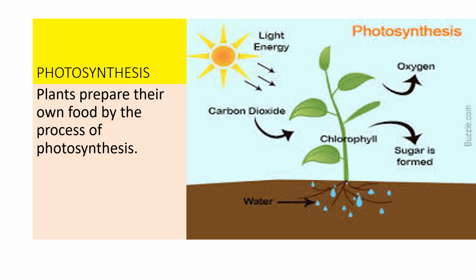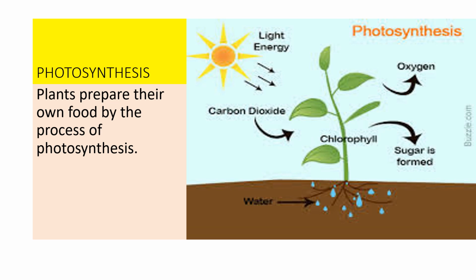Photosynthesis. Green plants prepare their own food by the process of photosynthesis. They take in carbon dioxide from the air, water from the soil, and in the presence of the green pigment called chlorophyll, they prepare food in the form of sugar.